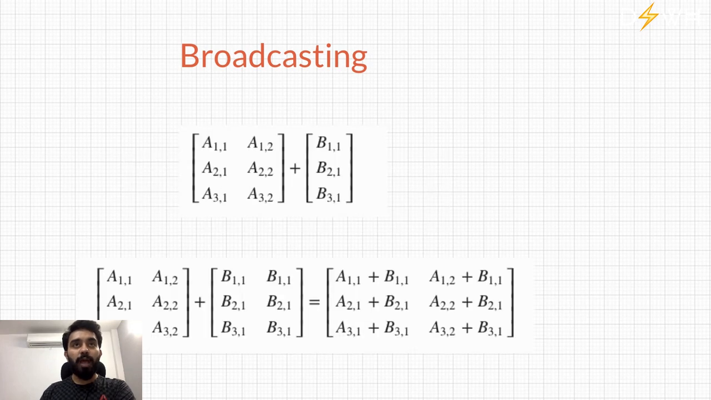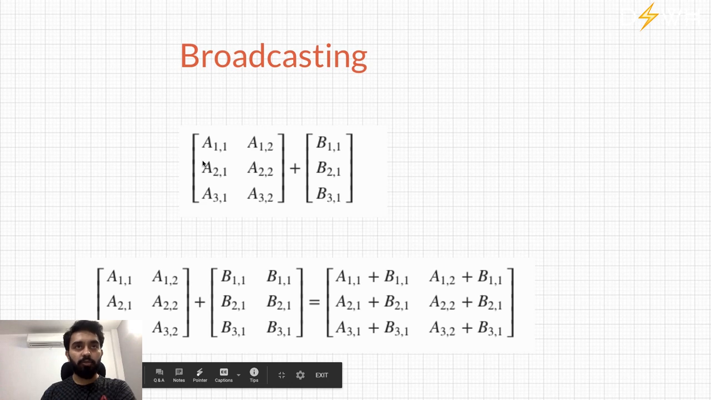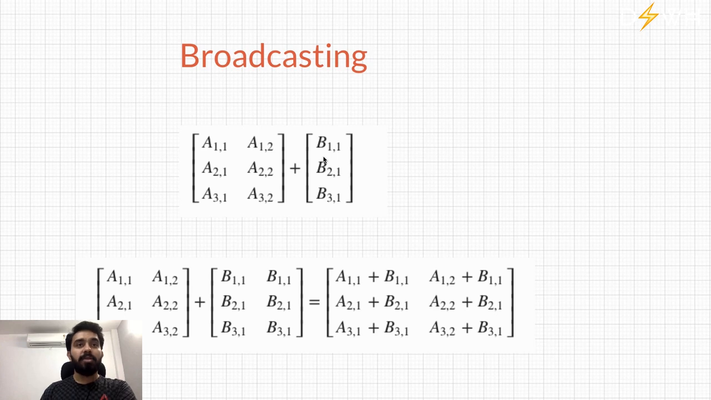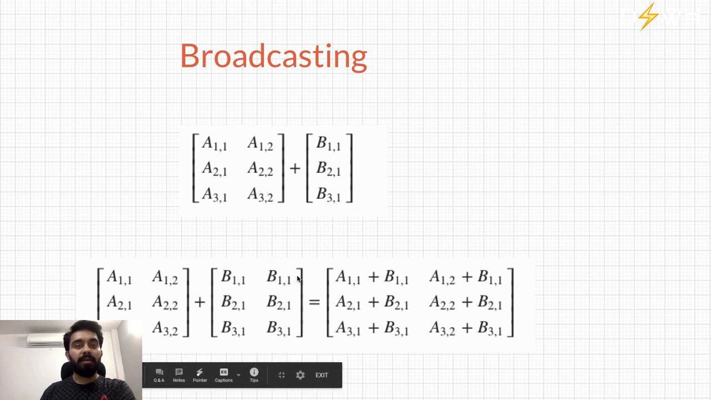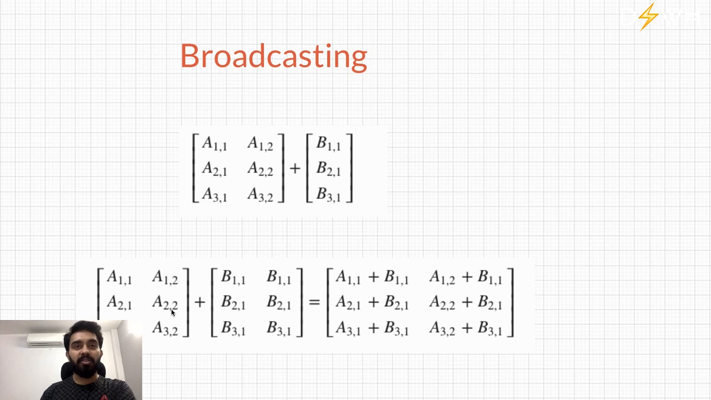Now if we want to add two matrices of different shape, then NumPy basically checks if it's possible, and it is done using C under the hood. So if you want to add this A, which is of 3 cross 2, and B matrix, which is of 3 cross 1, when we add this up, NumPy creates an equivalent matrix which has the same shape as matrix A, and then the corresponding addition takes place.